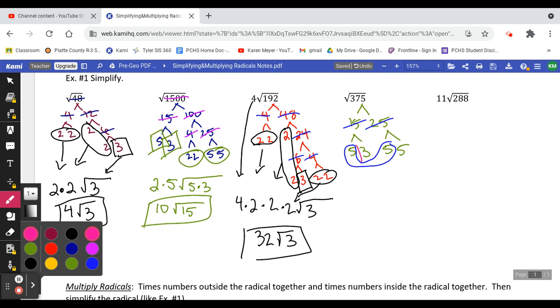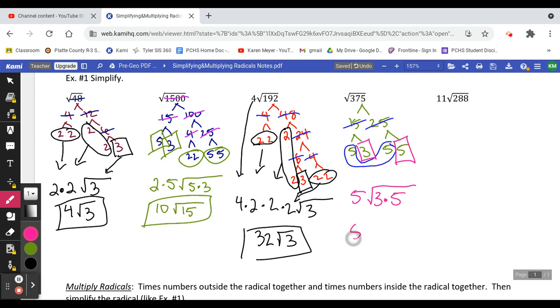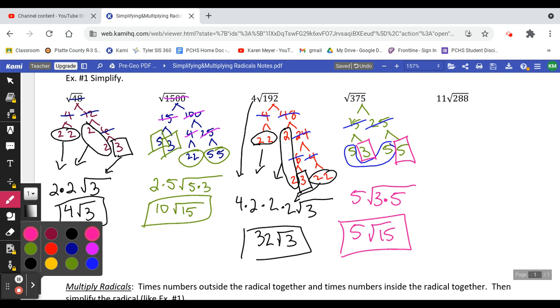And then my leftover number is 3, and my leftover number is 5. So I get to put a 5 on the outside. Leftover numbers go on the inside. So 3 times 5 goes on the inside. So I get 5 square root of 15. Okay, you pause the video and try the last one by yourself.